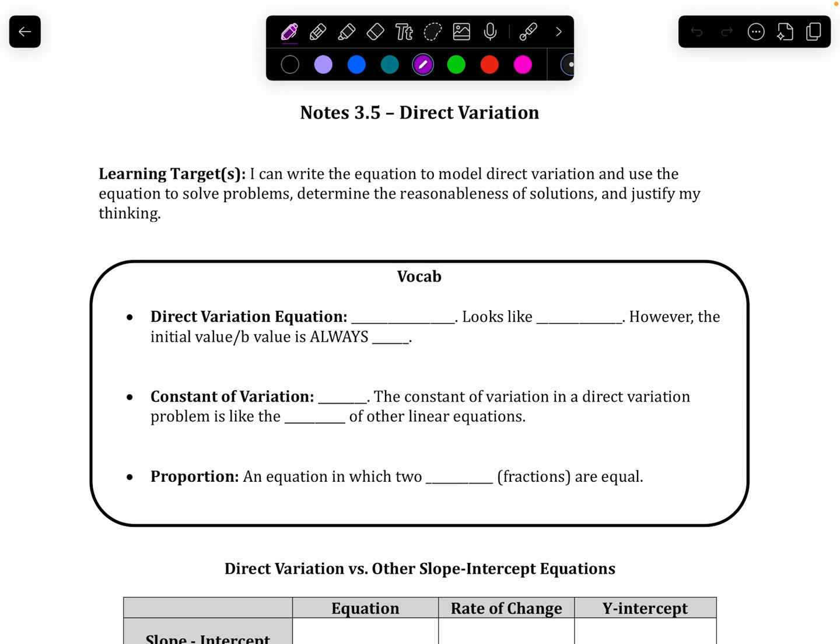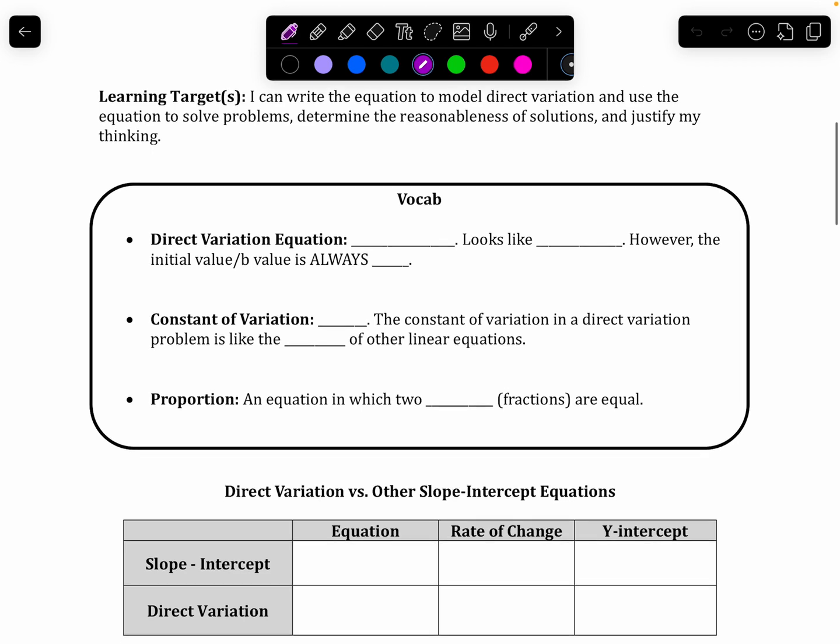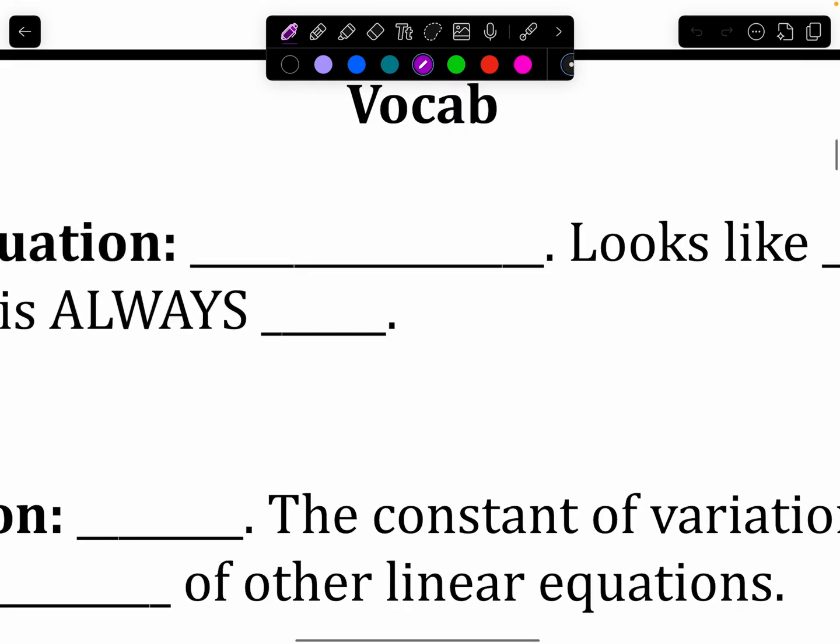Well, there is a specific type of linear equation called direct variation. And direct variation really isn't that different from other linear equations that we've looked at. There's only one key difference between direct variation equations and other linear equations. Direct variation is still linear. It is still a linear function, but the way that we look at and use direct variation will differ from how we use and look at other linear equations.